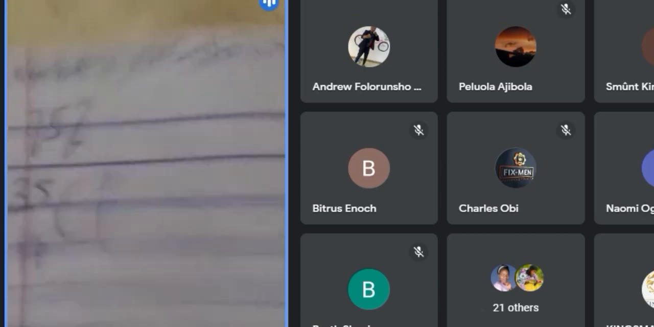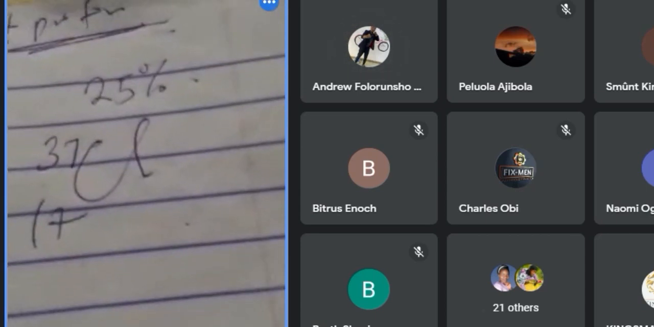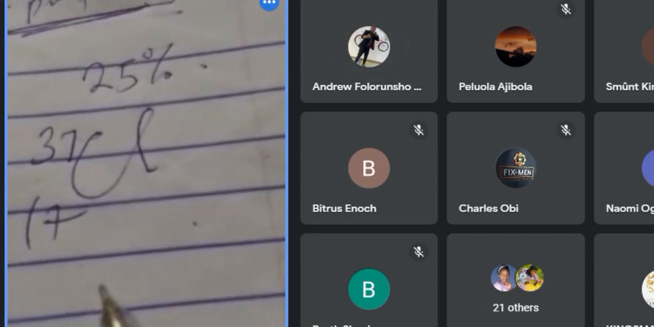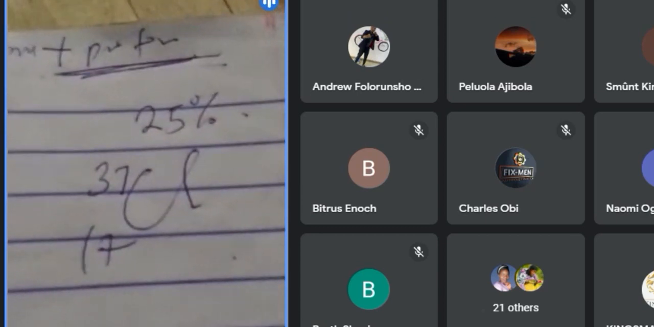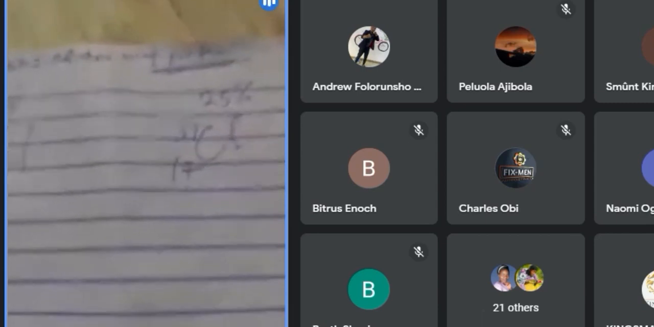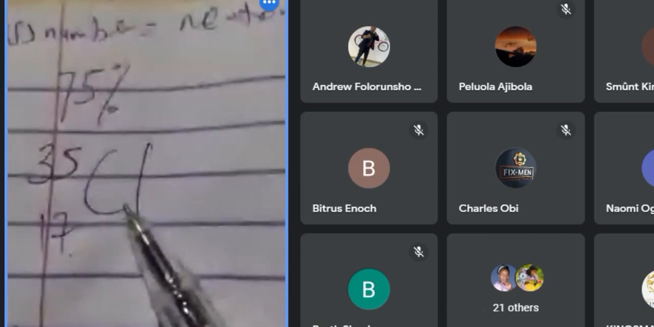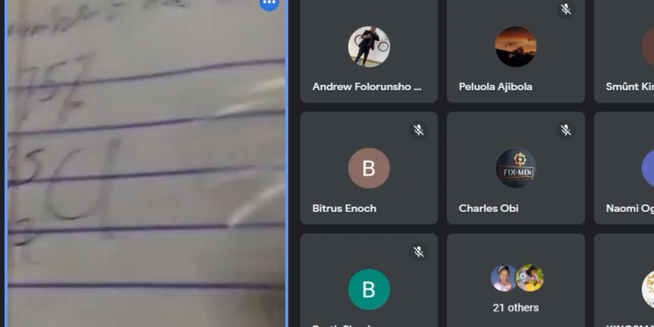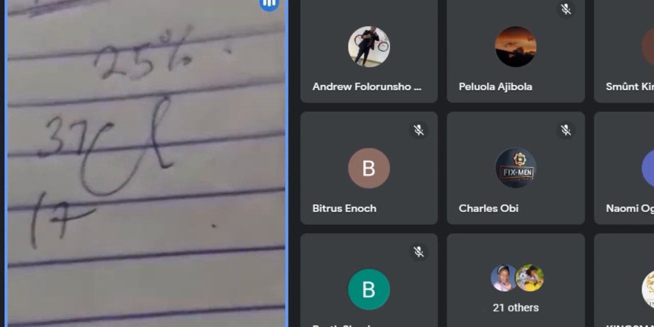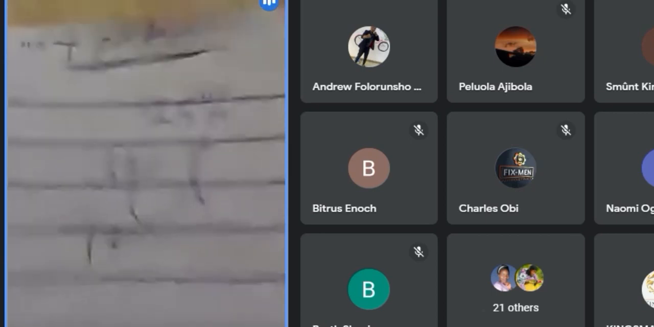We can't just say, let's take 35 and be using 35 as the mass number of chlorine. No. And we can't just say, let's take 37 and be using it as the mass number of chlorine. So isotopy is the existence of an element with different mass numbers but the same atomic number. What causes isotopy is the difference in neutron number. This atom of chlorine has neutron number of 18. This atom of chlorine has neutron number of 20. That's where the problem comes from.